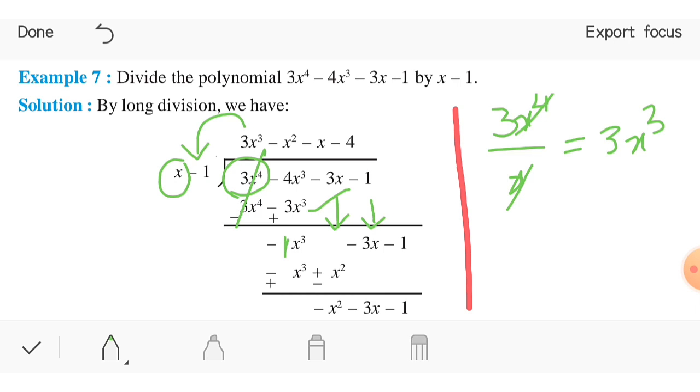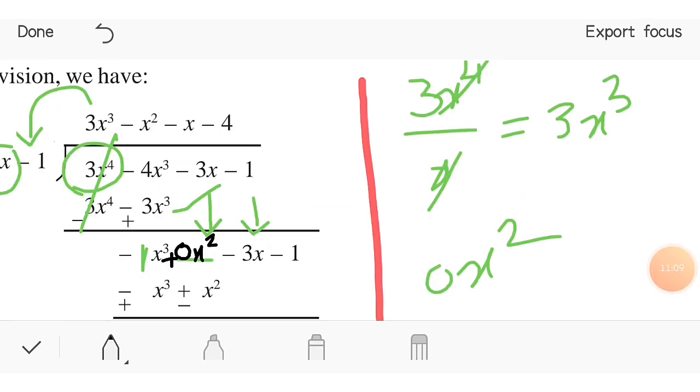Here if you observe, there is a term missing, which is nothing but the x square term. So I am writing this x square term as 0x square. I have taken 0x square as there is no x square term, so that you can solve the problem easily without any confusion.